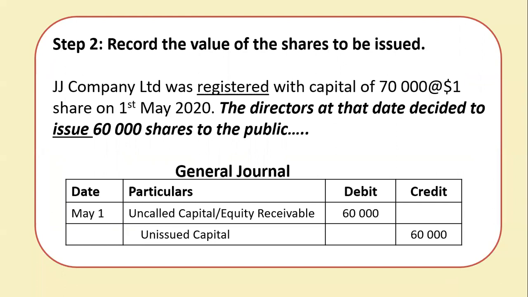So a debit entry and a credit entry together means there will be no balance left. Why is there no balance? Because the shares were all issued. There was no unissued capital. And debit uncalled because the value of the shares is still not called yet. So that's why the uncalled capital is debited and the unissued is credited.